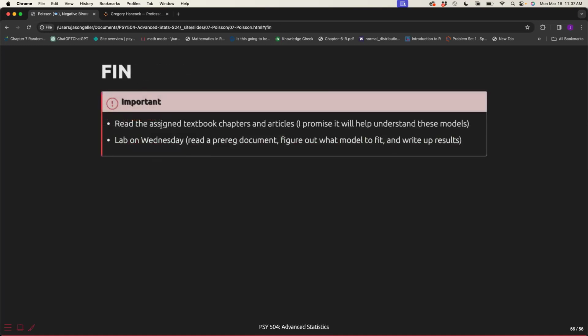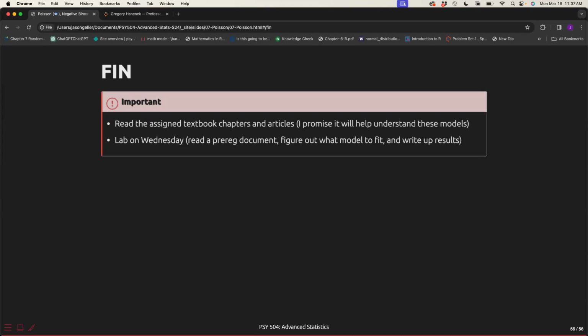So that's all that I have on Poisson, negative binomial, and zero inflated models. If things are a little bit unclear, I highly recommend reading the textbook chapters and the articles. I think that they're really good. Kennedy can attest to that, hopefully. I don't know if you've read the textbook chapters. Oh, okay. But yeah, I think that those will be helpful for Wednesday's lab.